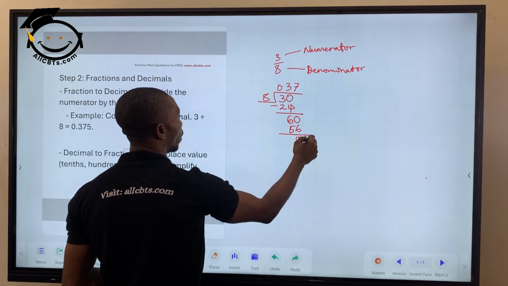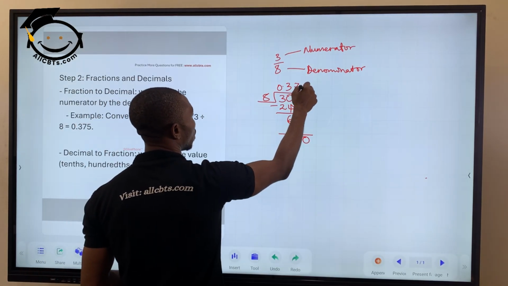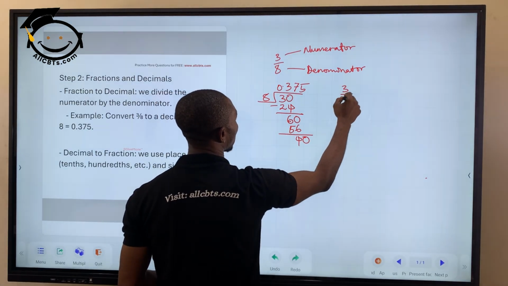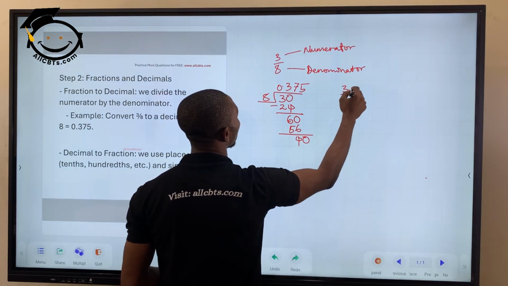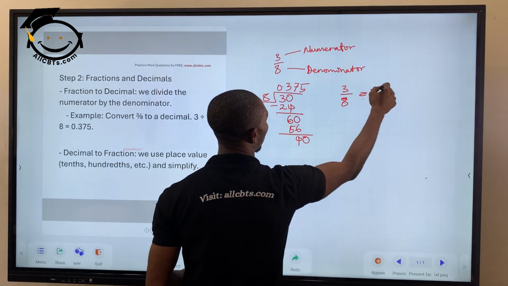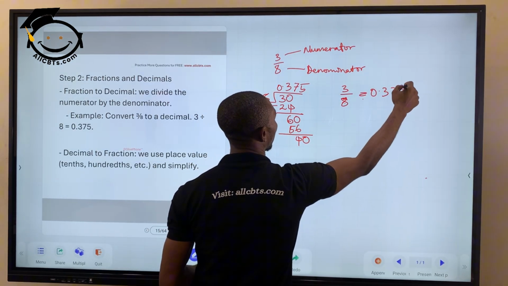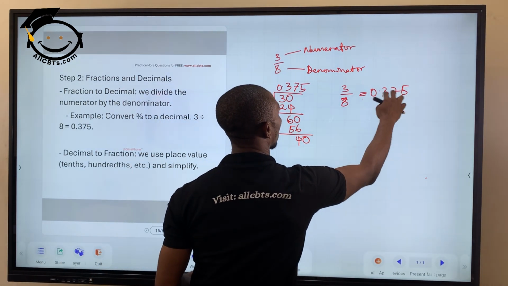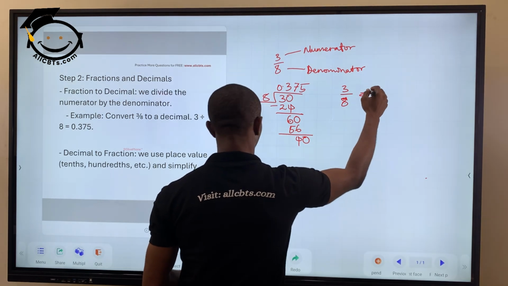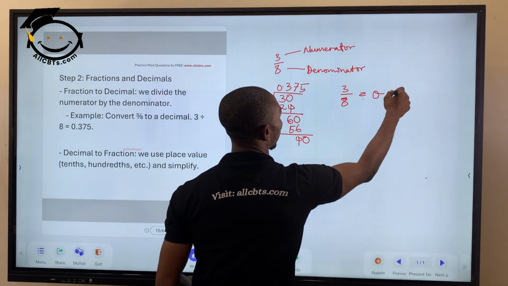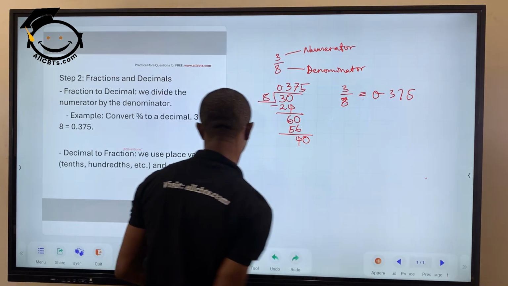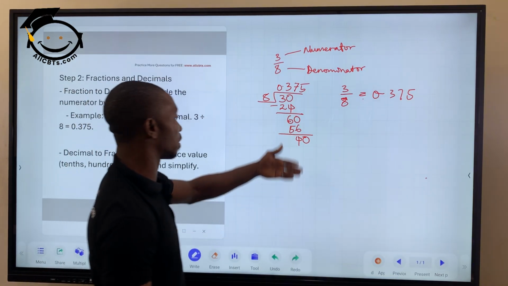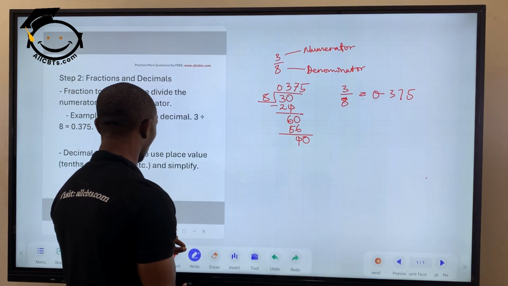Now, this gives us 4. 8 cannot go into 4, we add 0. Now, 8 into 40 gives us 5. So, the decimal part answer to 3 over 8 will be 0.375. That will be 0.375 as our answer. Now, likewise, we can also convert from decimal to fractions.